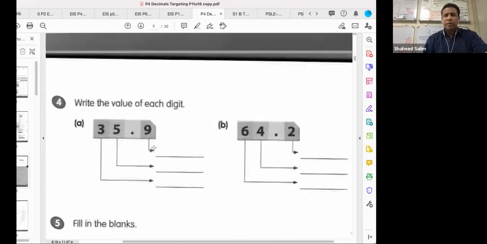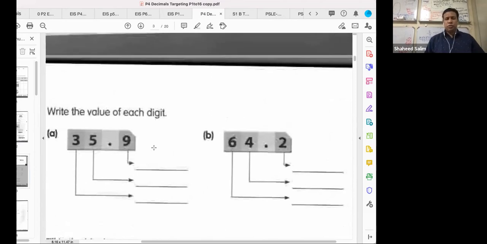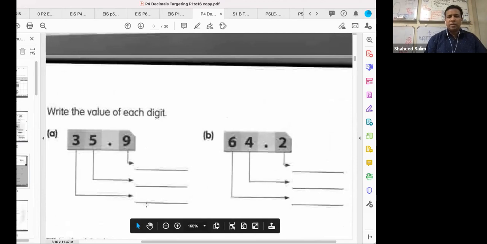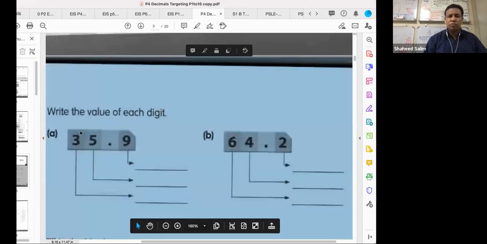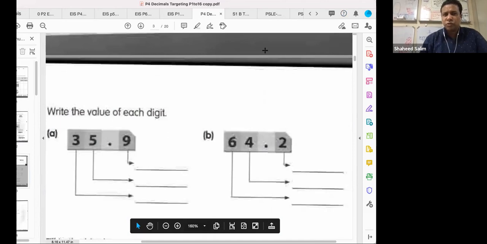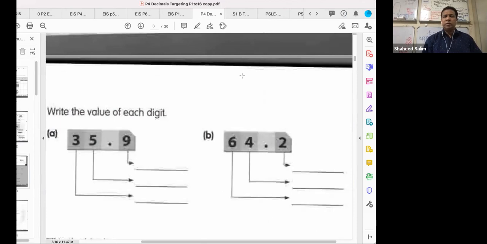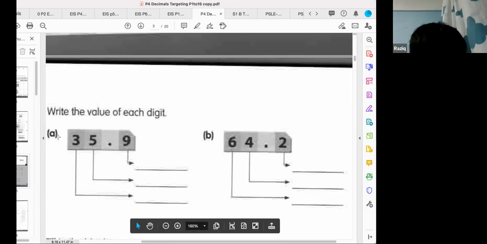This one they're asking you for the value. So can you try? Let's try A. Can you write what's the answer for 3? What's the value of the digit 3? I think you know how to do, but let me just see. What is the value of digit 3? Yeah, I don't know.